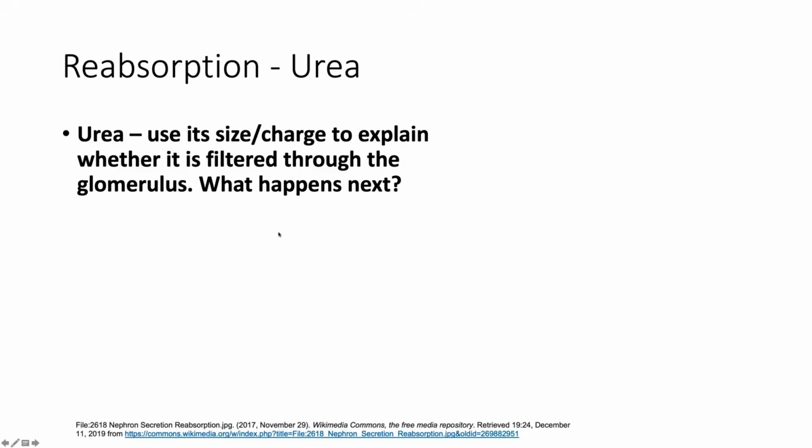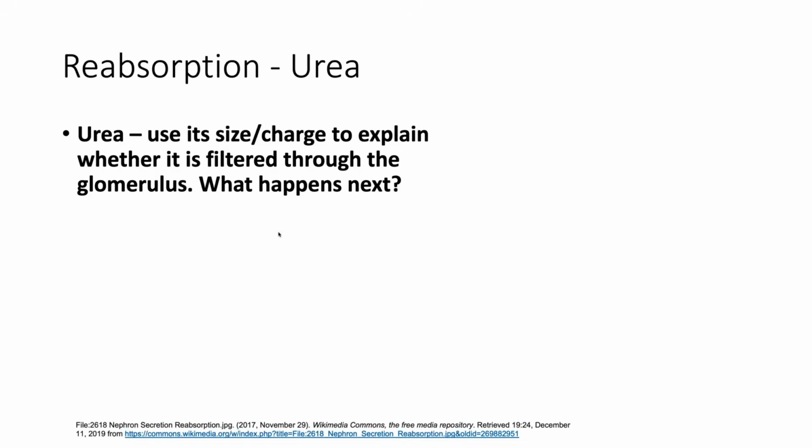Okay, so reabsorption of urea. So Mohana, use urea's size and charge to explain whether it's filtered through the glomerulus, and then tell us what happens next. Oh, I'm not really sure about this, but I'm thinking. Is it filtered? Yes, it is. So if it's filtered, what would you guess the size is? It's smaller than the... Yeah, exactly. It's got to be small enough to be filtered. So yeah, it's reasonably small. Good. And I think it's also uncharged. Well, yeah. Again, it's going to depend on the environment, but generally speaking, it's probably going to be uncharged based on the chemical structure.